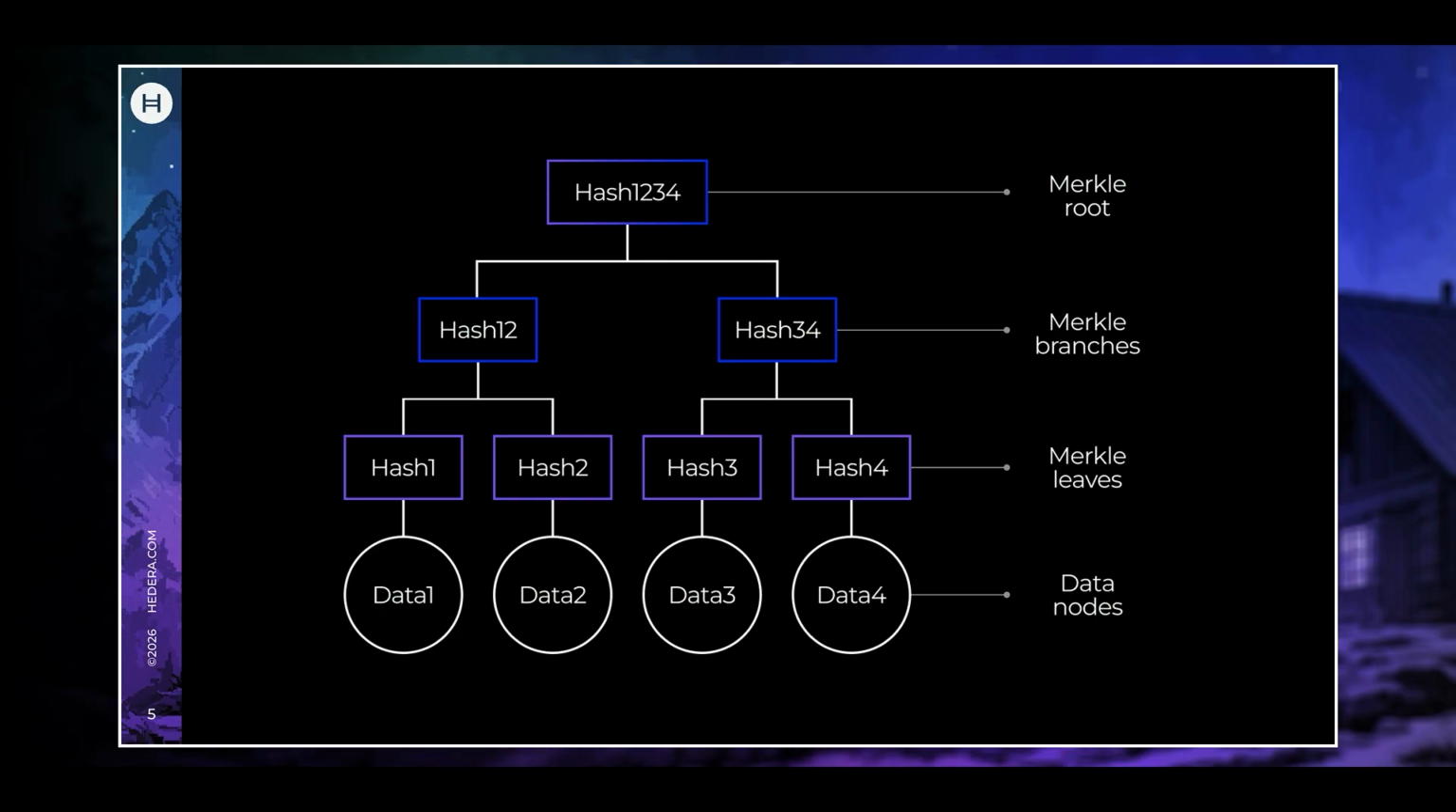That is your Merkle root. And that is the one single 32-byte hash that represents all 4 pieces of data. Now you can imagine when there's more data, you have a few more hashes, but the end goal is the same, to get one Merkle root.